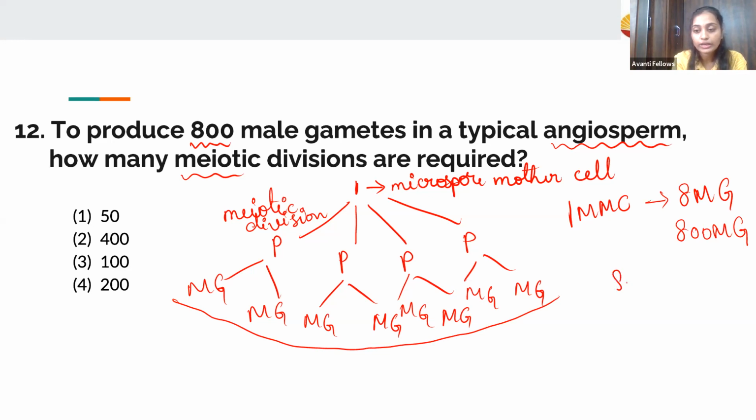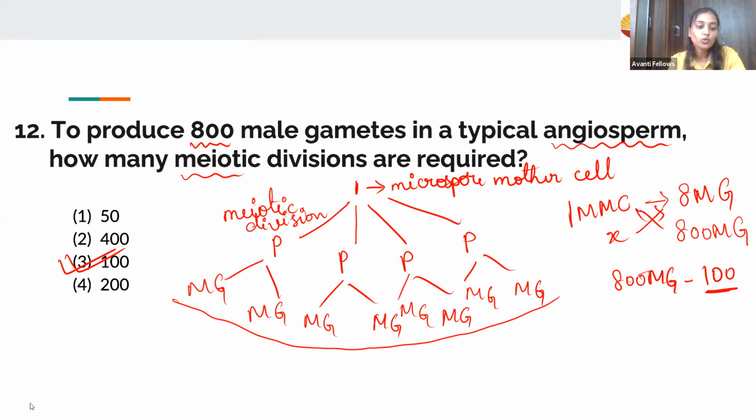So for 800 male gametes, we require 100 meiotic divisions. Why? Because from one microspore mother cell we are getting 8 male gametes. So if we need 800 male gametes, we need 100 meiotic divisions.